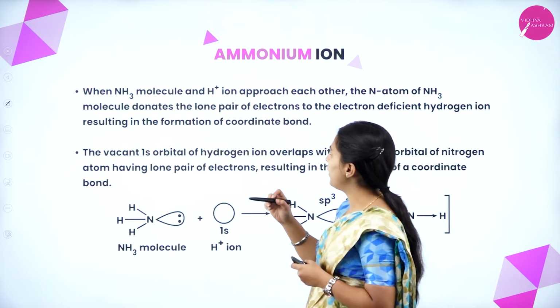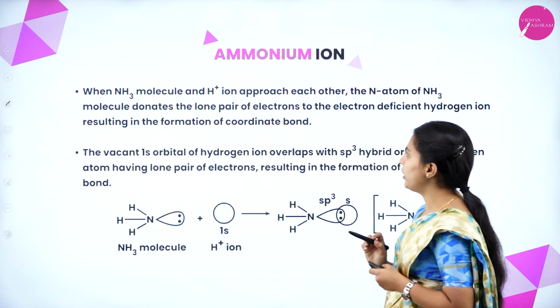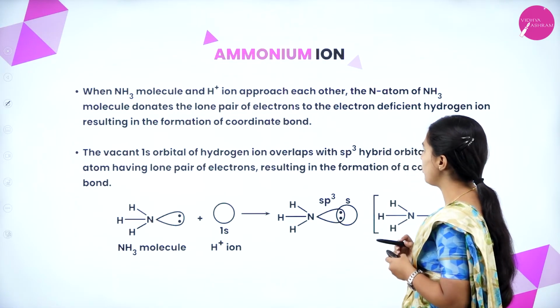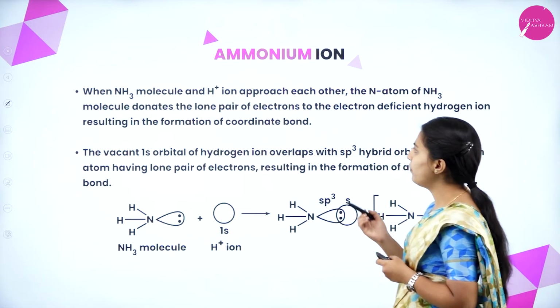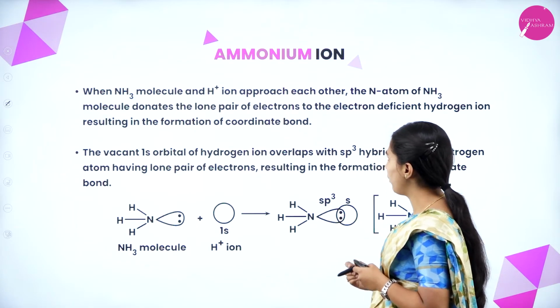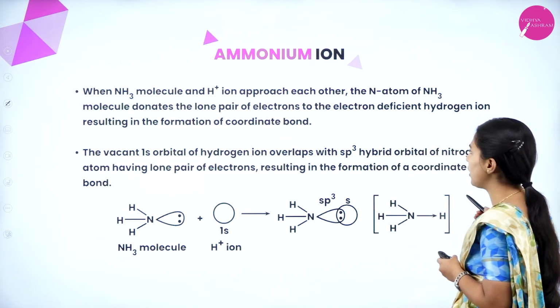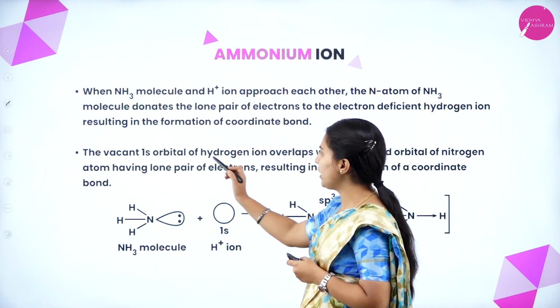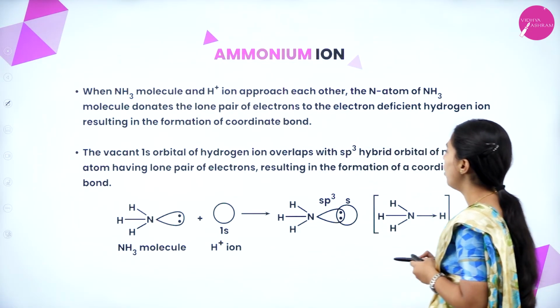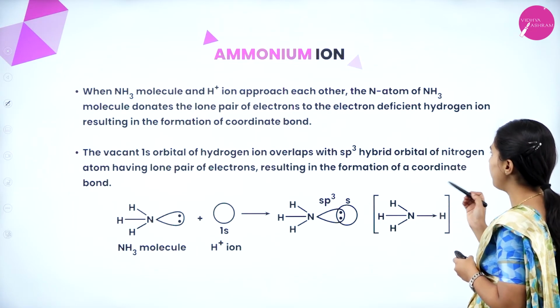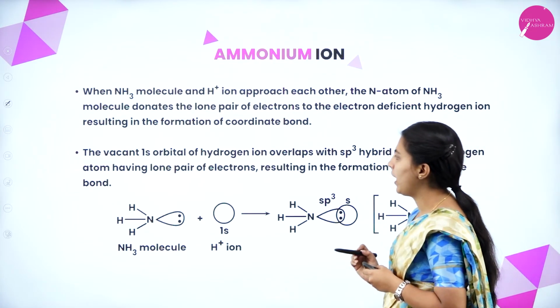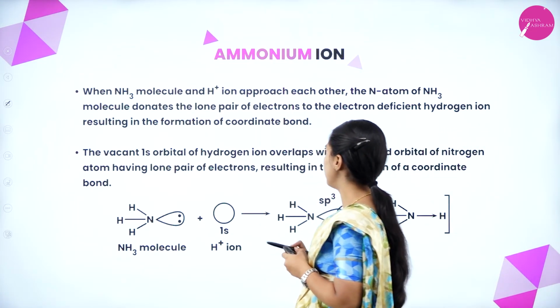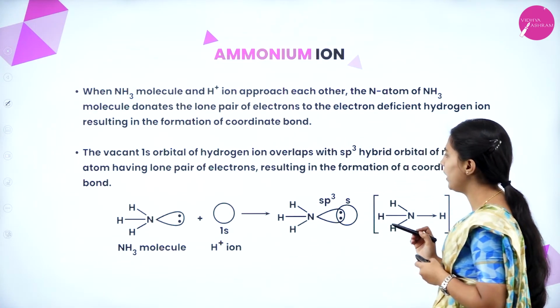For example, when ammonia molecule and H plus ion approach each other, the N atom of ammonia molecule donates the lone pair of electrons to the electron deficient hydrogen ion, resulting in the formation of coordinate bond. The vacant 1s orbital of hydrogen ion overlaps with sp3 hybrid orbitals of nitrogen atom having lone pair of electrons, resulting in the formation of a coordinate bond.